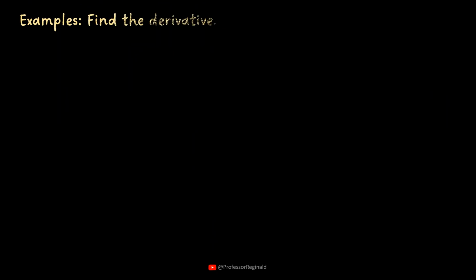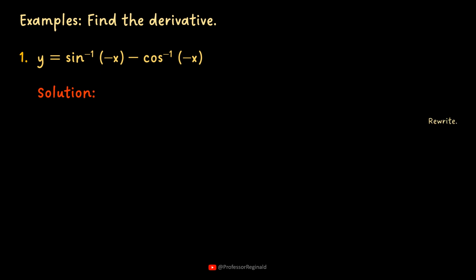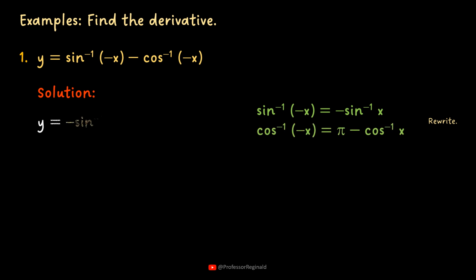Examples. Find the derivative. Number 1. Y equals the inverse sine of negative x minus the inverse cosine of negative x. Solution. Rewrite y so that it fits into an inverse trigonometric function rule. Use negative argument identities. Y becomes the negative of inverse sine of x minus pi plus the inverse cosine of x.